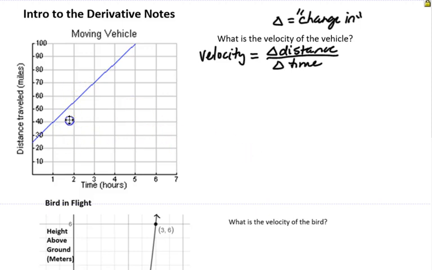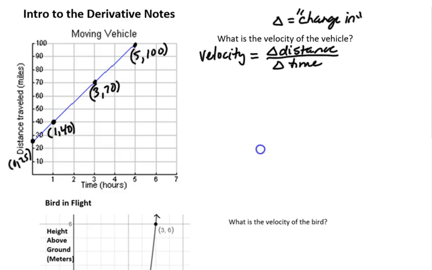So we could pick any 2 points on this graph. At 1 hour, we've traveled 40 miles. At 3 hours, we've traveled 70 miles. And at 5 hours, we've traveled 100 miles. We started out at about 25 here, so this would be (0, 25). So we could take the change in distance between any 2 points and figure this out.